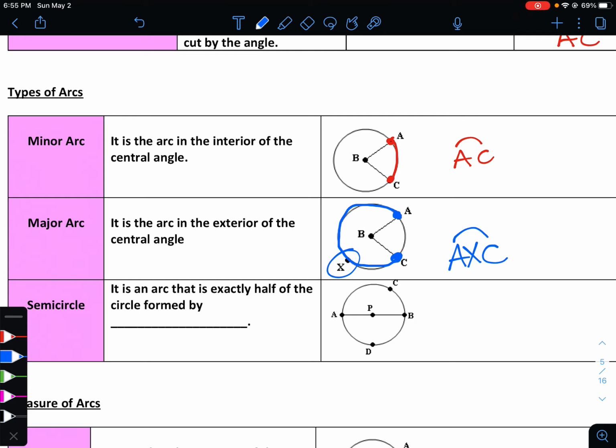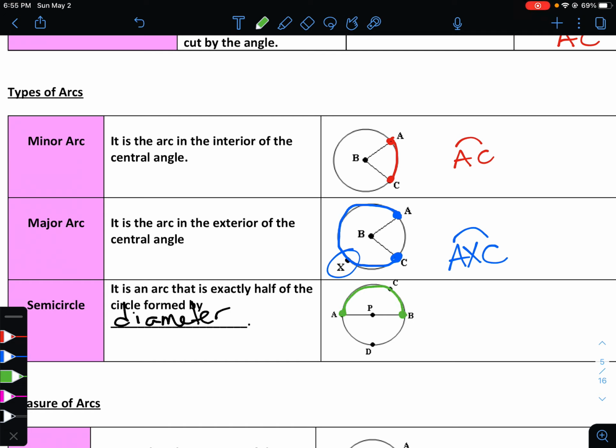Finally, there's what's called semicircles. This is an arc that is exactly half of the circle. These are always formed by the diameter. So when you look at the diameter of your circle, which again is that chord going through the center, that would be a semicircle. Again, this should be pretty straightforward. You could basically have two different semicircles on this particular circle.